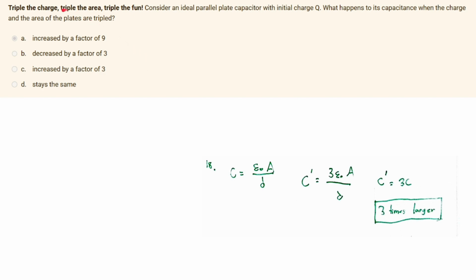For this question, triple charge, triple threat: consider the ideal parallel plate capacitor with initial charge Q. What happens to the capacitance when the charge and the area of the plates are tripled? Over here, capacitance is equal to epsilon naught A over d. Charge does not affect the capacitance because it's only area, distance, and epsilon naught, and epsilon naught is a constant. So when you triple the area, you triple the capacitance. So it's 3 times larger.